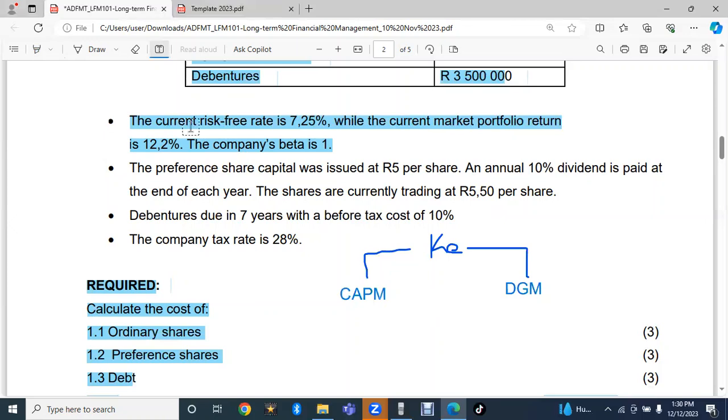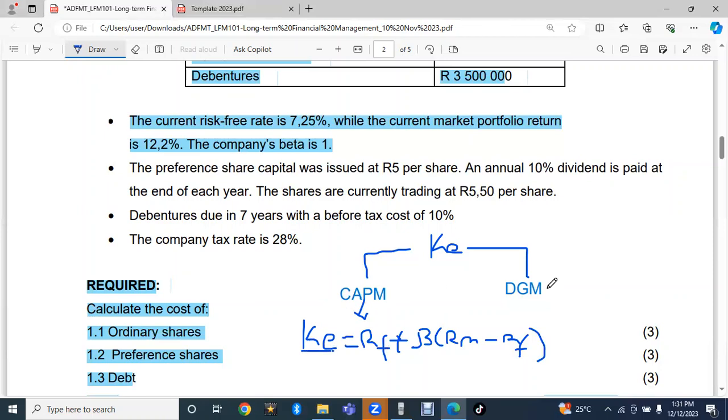So the formulas, guys, are not the same. If we calculate the cost of equity using CAPM, we use this formula: KE equals RF, which is the risk-free rate, plus company beta into (RM minus RF). So guys, we use this formula to calculate the cost of equity.